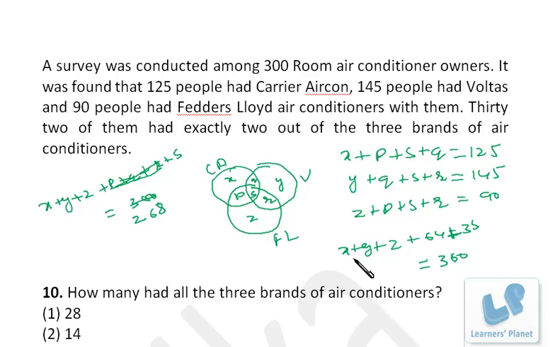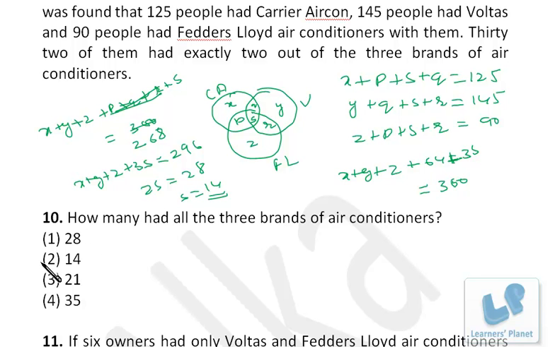Now here we are having X plus Y plus Z plus 3S is equal to 360 minus 64, that is 296. So if we deduct this from this, we will be getting the value of 2S. So 2S is equal to 296 minus 268. So that's 28. That means S is equal to 14. That means total number of people who have all the 3 branches, that's S, that's 14. Okay. So the answer to the first question is 14.